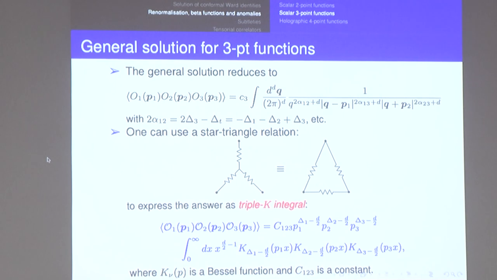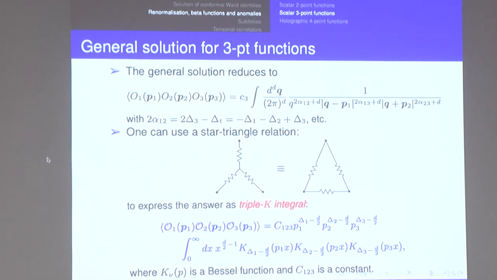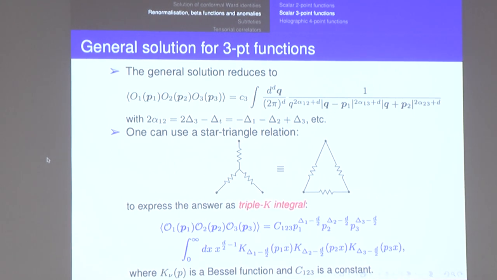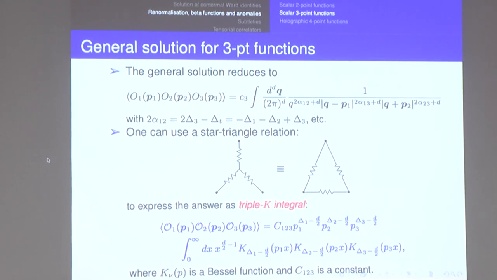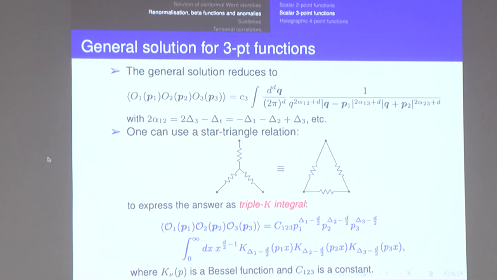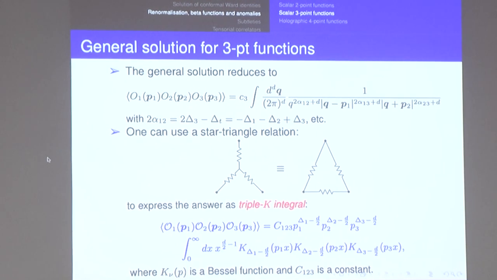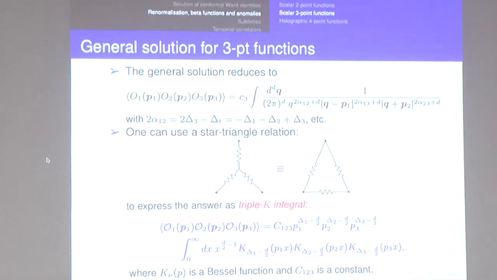But now if you use this triangle relation, this maps this solution to that one. And this is going to be our central player for almost the rest of this talk. Because we have momentum conservation, P3 is minus P1, P2.